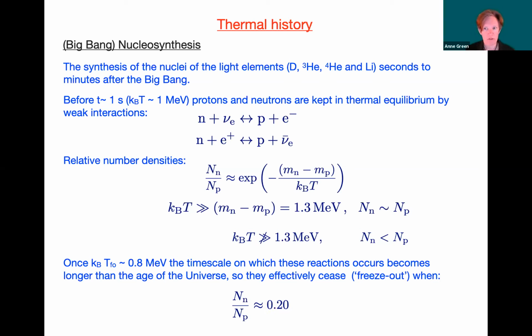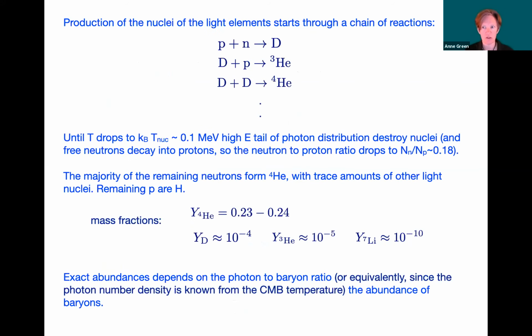So with the weak interactions having ceased, you start building up the nuclei of the light elements. So a proton and neutron come together to make deuterium. You can then add another proton to make helium-3. Two deuteriums can combine to make helium-4, for instance. However, at this point, we've got this tail of high energy photons. And so they then come along and destroy any nuclei that you make.